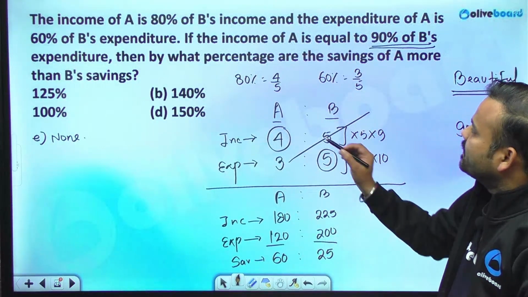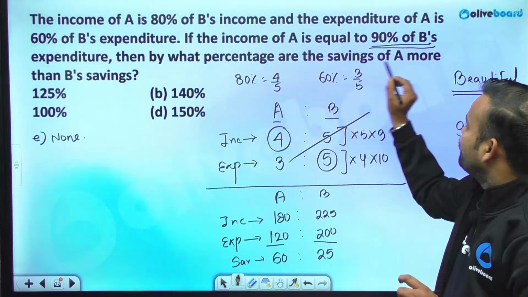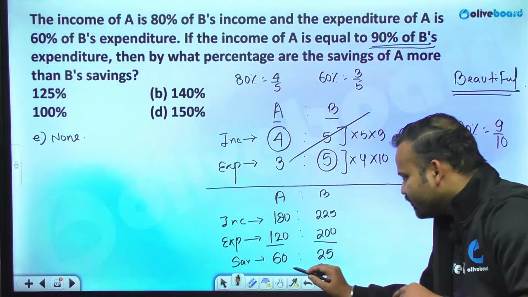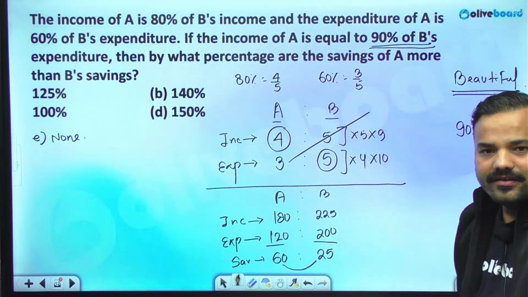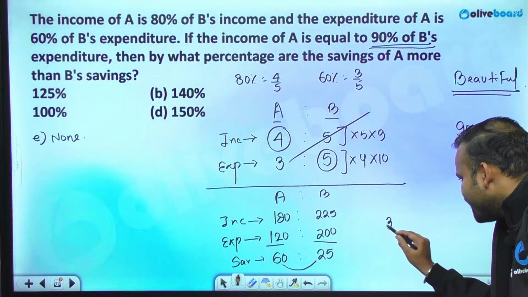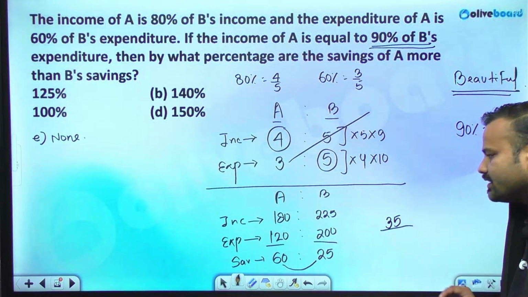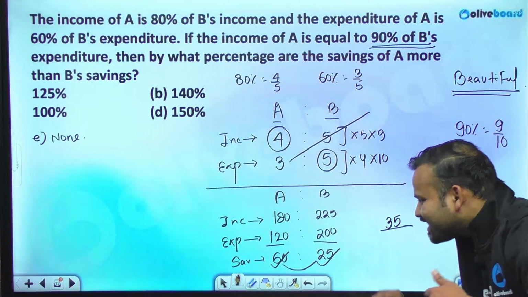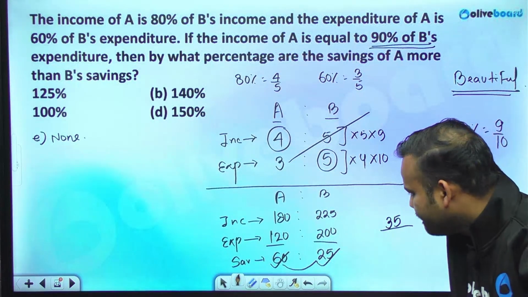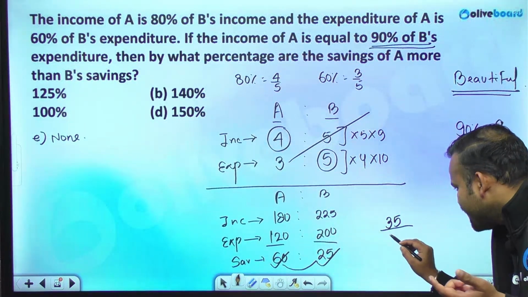Question has, by what percent are the savings of A more than B's savings? So saving of A is more as compared to B. How much more? That is 35 more. Saving of A, that means this particular 60, is more as compared to the saving of B by how much? 35 more as compared to 25.